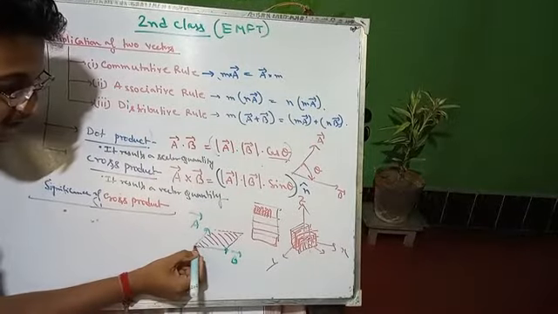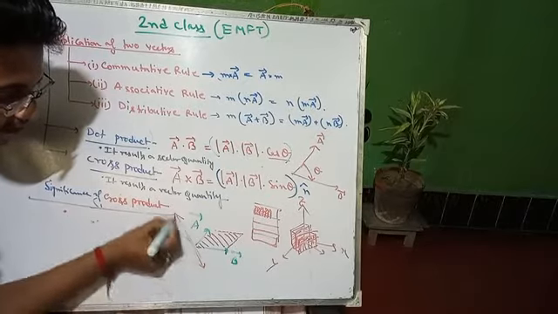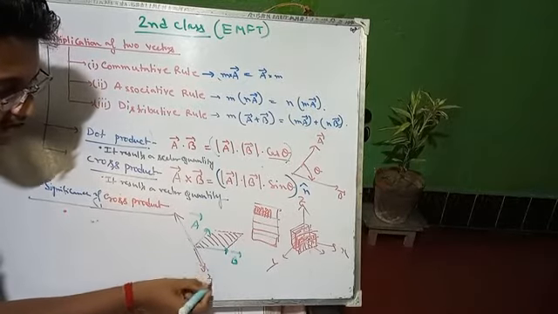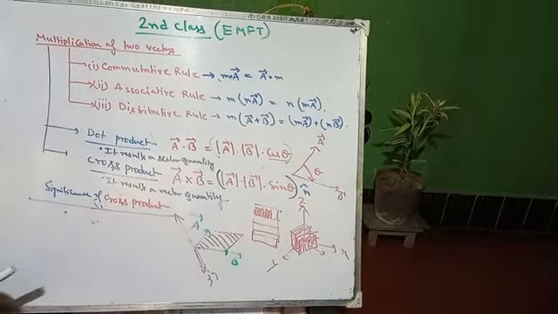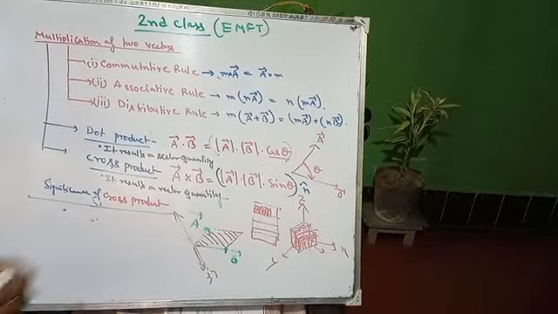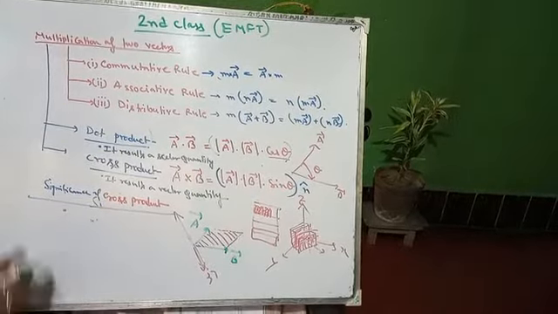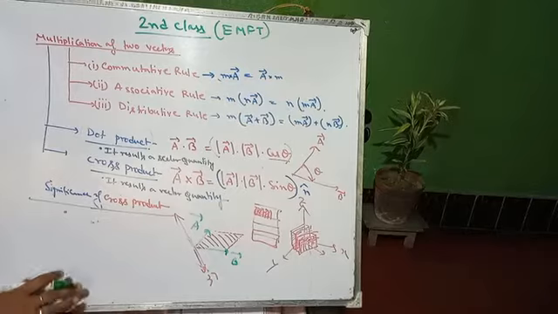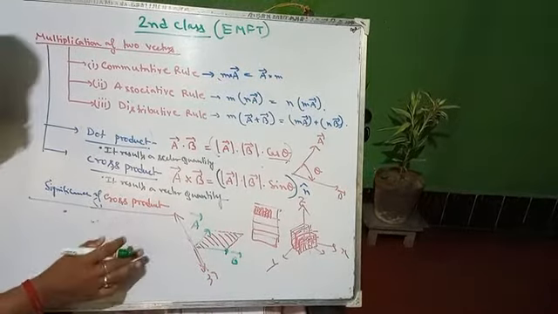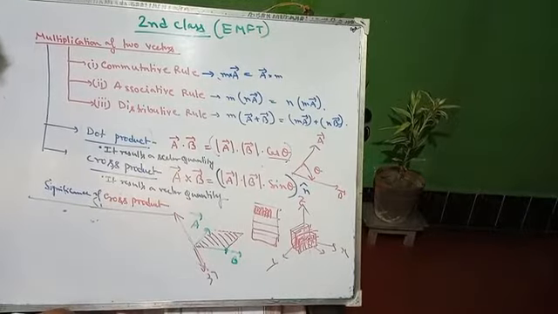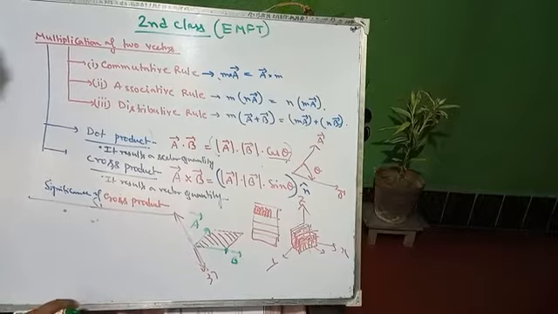So the direction will look like this one or this one. This perpendicular direction is denoted by n cap. This n cap represents the perpendicular direction to the surface formed by vectors A and B. So cross product means the perpendicular direction of the surface made by two vectors. This is the significance of the cross product.